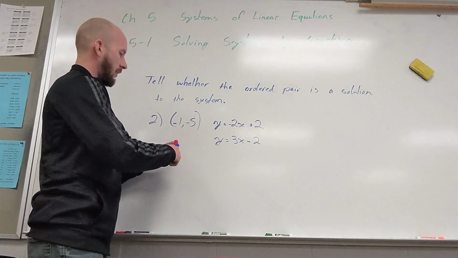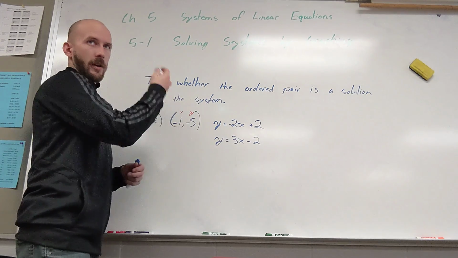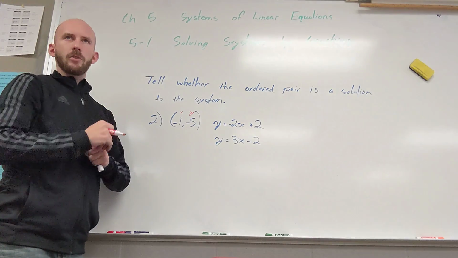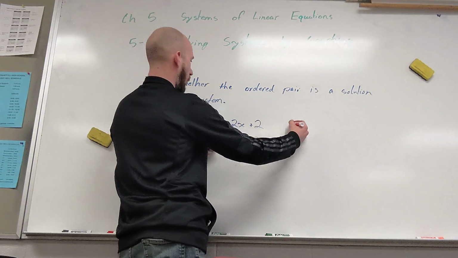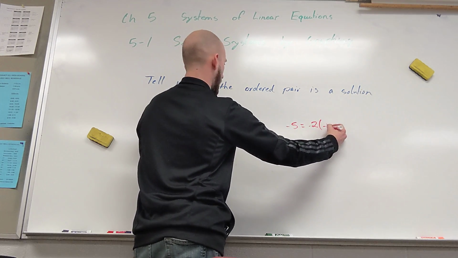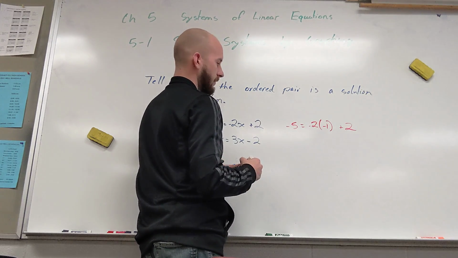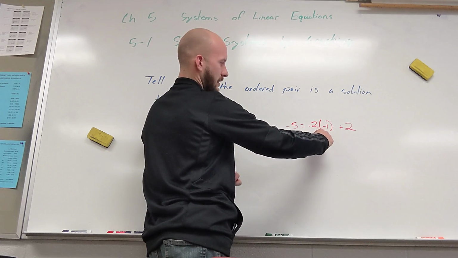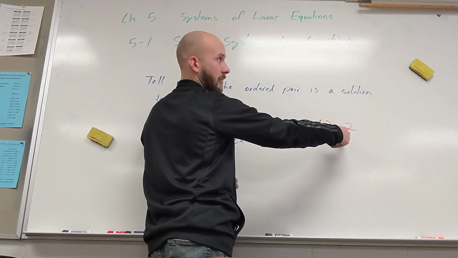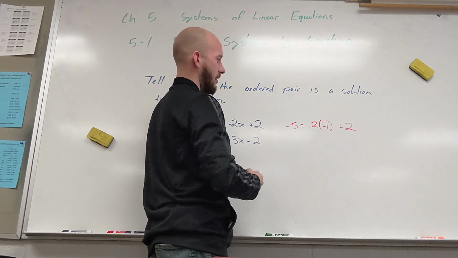Be careful on these, because if you look at your ordered pair, your x is first, right? X and then y. And when you come over here, the y is in front, so you've got to make sure you put them in the right order. So just plug them in. Our y is -5, and then your x is -1. Okay. And if we multiply, this is +2 plus 2 is 4. So no, that does not work.